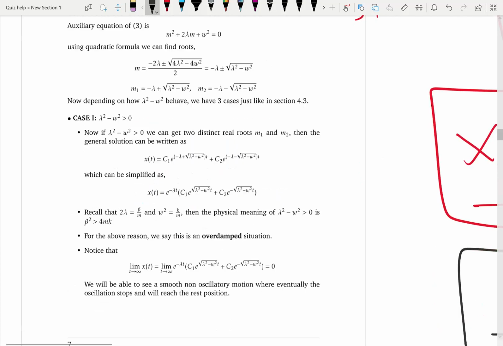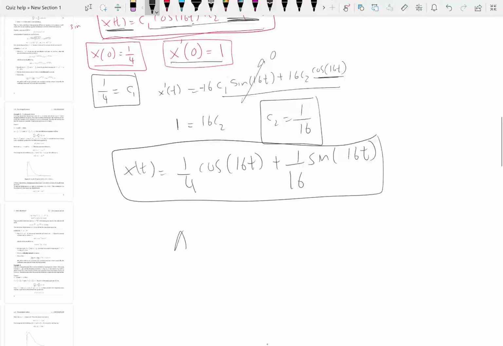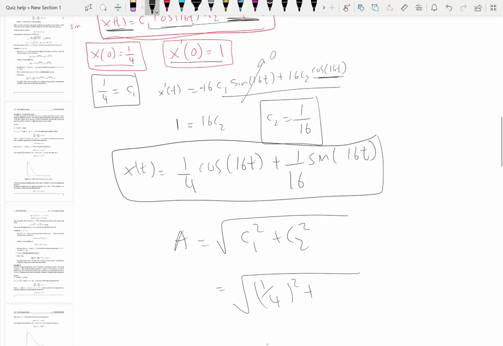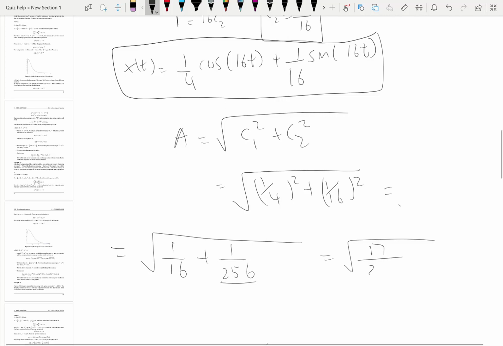So how do you find amplitude? Do you remember in the last video we learned amplitude is the square root of c1 squared plus c2 squared. Here c1 is 1/4, so 1/4 squared, plus c2 is 1/16, so 1/16 squared. What we get is 1/4 squared is 1/16, plus 1/16 squared is 1/256. If we take the common denominator to be 256, this will be 17/256.